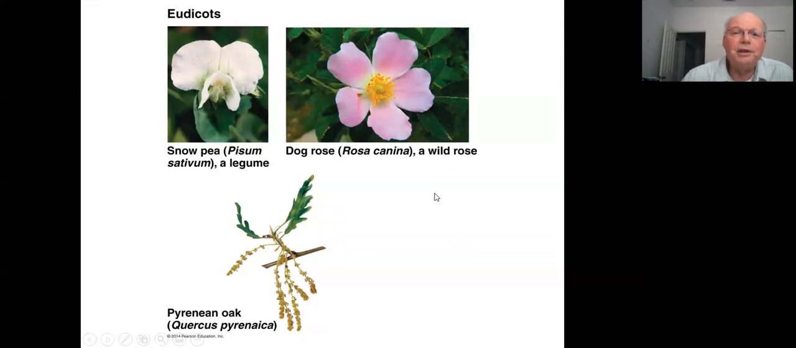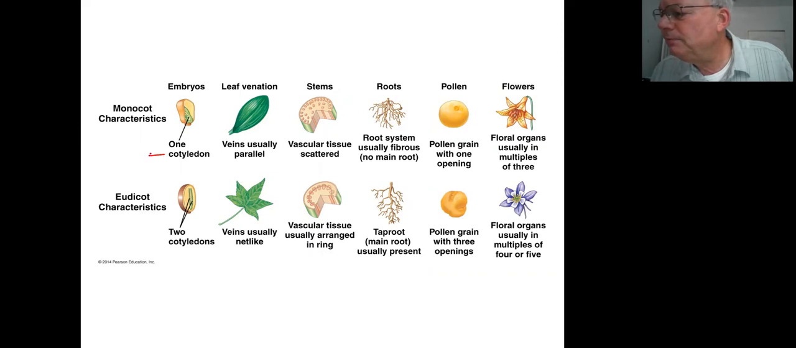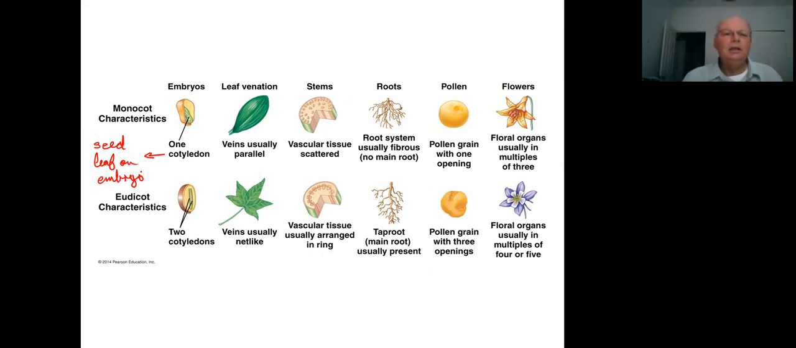So here are some typical eudicots. Here are the comparative features. So the name actually relates to the seed leaves. A cotyledon is the fancy name for a seed leaf. So a cotyledon is the embryonic leaf on the embryo. It's a seed leaf. So a monocotyledon has a single seed leaf. A dicotyledon has two seed leaves.